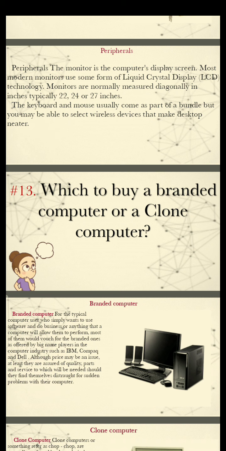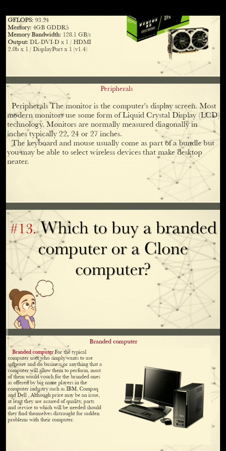Most modern monitors use some form of liquid crystal display, or LCD technology. Monitors are normally measured diagonally in inches, typically 22, 24, or 27 inches. Also, the keyboard and mouse usually come as part of a bundle, but you may be able to select wireless devices that make your desktop neater. So, those are examples of peripherals. The monitor, keyboard and mouse are optional, and you can also add speakers and so on, as part of the design of your desktop.